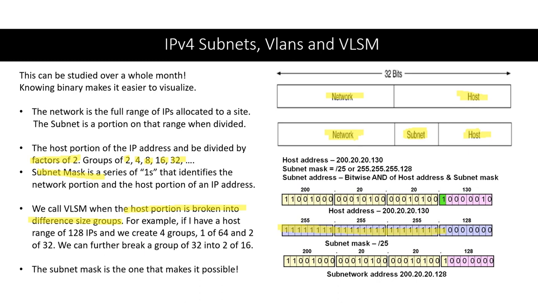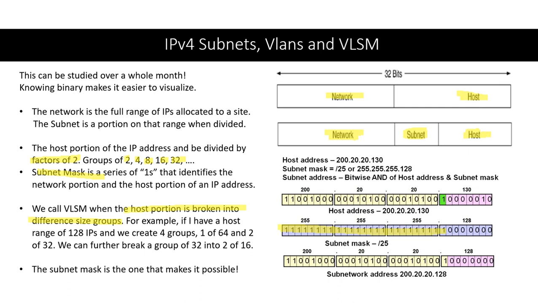VLSM is variable length subnet masking. It's a way to further break the networks into different sizes. Remember that we don't have to have 2 pieces of 128 and 128. I can actually have 2 pieces of 64, 64, and a larger 128, or I can break that 64 into 2 32s, 32, 32, another 64, that makes 128, plus another 128 portion.